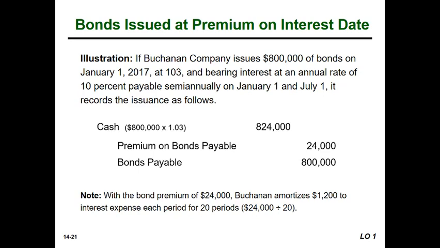When we sell at a premium, this means that our coupon rate, the amount that we are paying semi-annually, is greater than the market rate. When we engage in the amortization of the premium, it will post to our interest expense and it's going to result in an overall decrease to our interest.